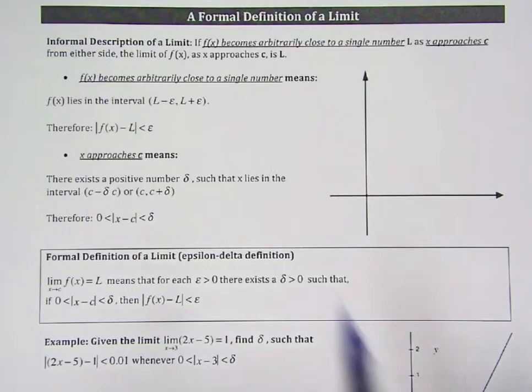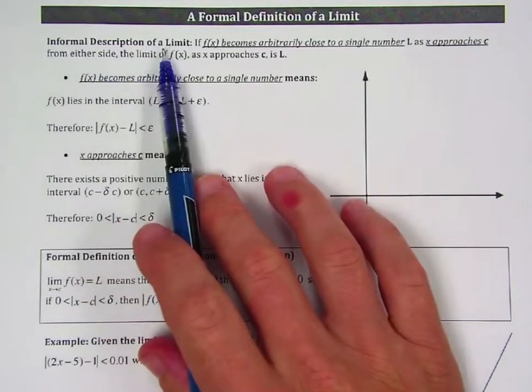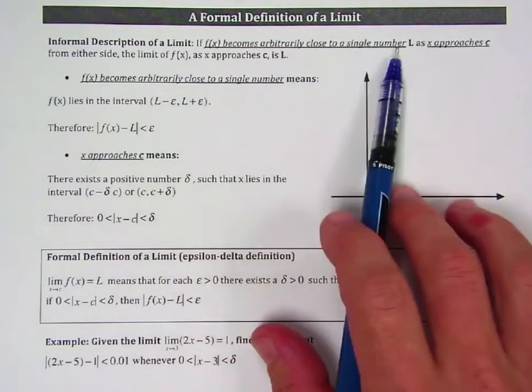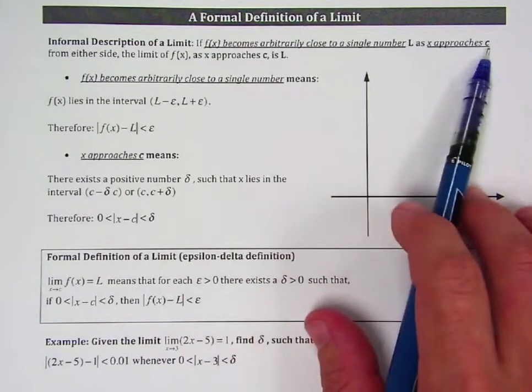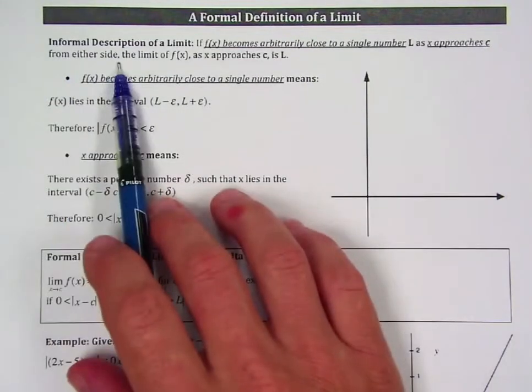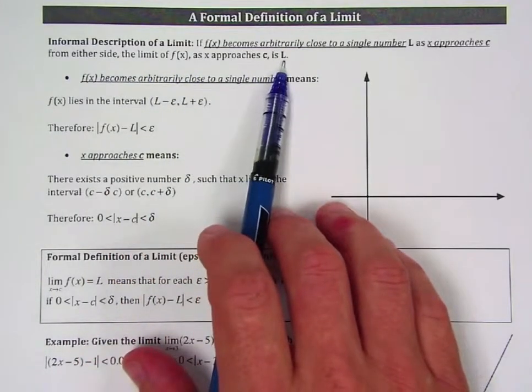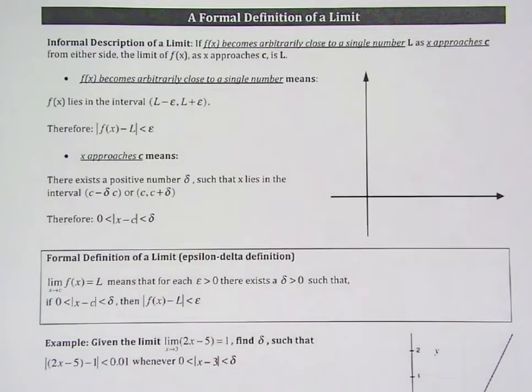So our informal description, which might be mathy enough for you, was: if f of x becomes arbitrarily close to a single number L as x approaches c from either side, the limit of f of x as x approaches c is L. So that's exactly what we've been dealing with. Now let's break this down and see what this means.